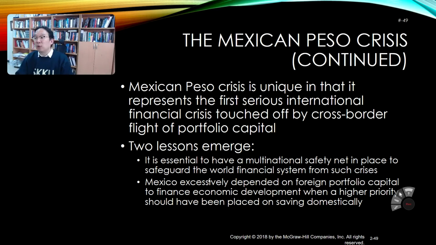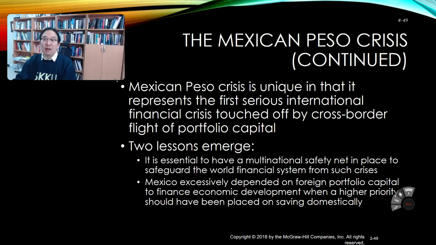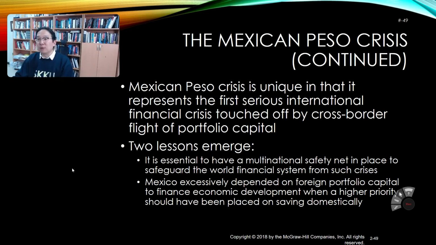And then Mexico excessively depended on foreign portfolio capital to finance its economic development, when higher priority should have been placed on saving domestically. Now, their budget situation in the government was too lax, and there were deficits, always a problem anyway. And then international hot monies, and this dependence on international capital, right? You have to be cautious. I'm not saying that it is bad, but you have to be cautious about it. And then what's the consequence? There was a bailout by the IMF and a coordinated system, but with a lot of political turmoil in it. And another lesson I may say is the political uncertainty in Mexican domestic politics, which played a lot there. So that's something, political uncertainty should be, how do you say, curbed somehow?